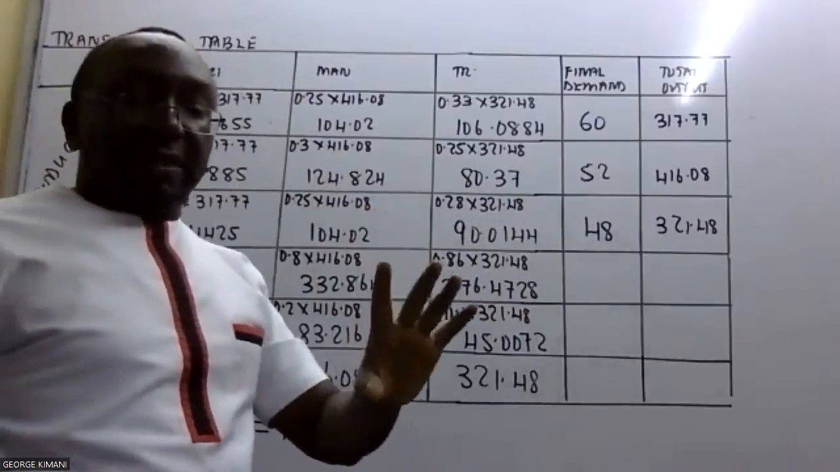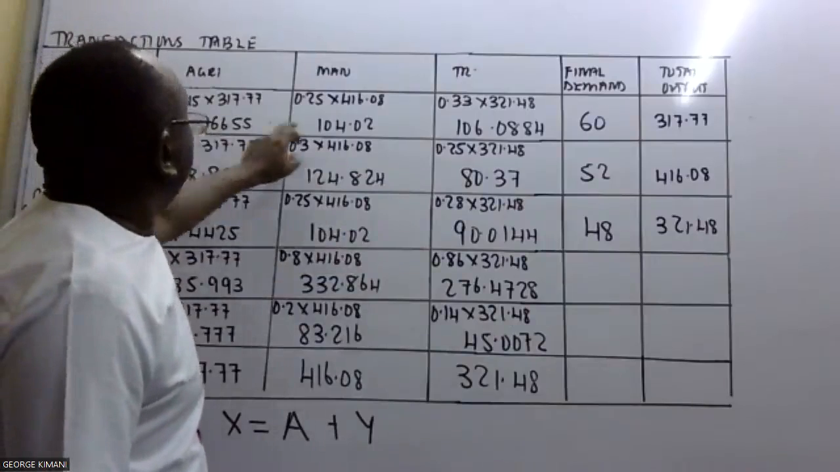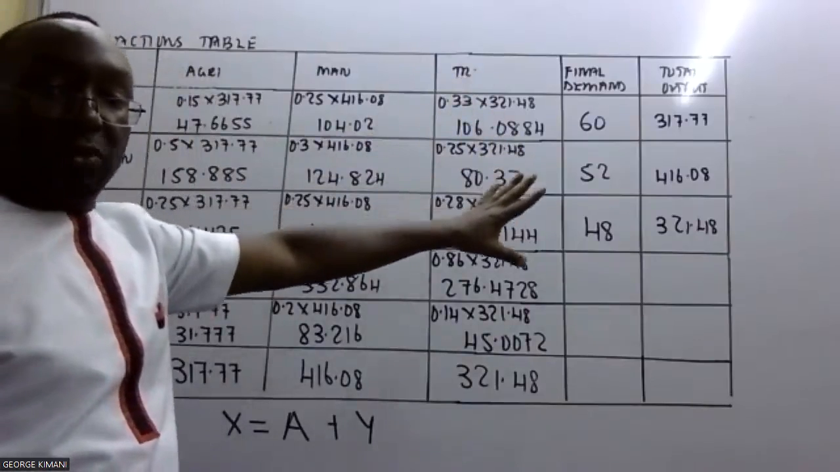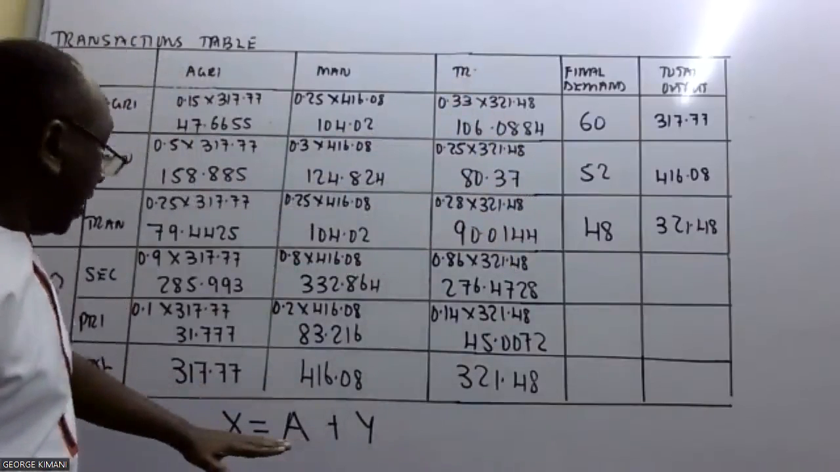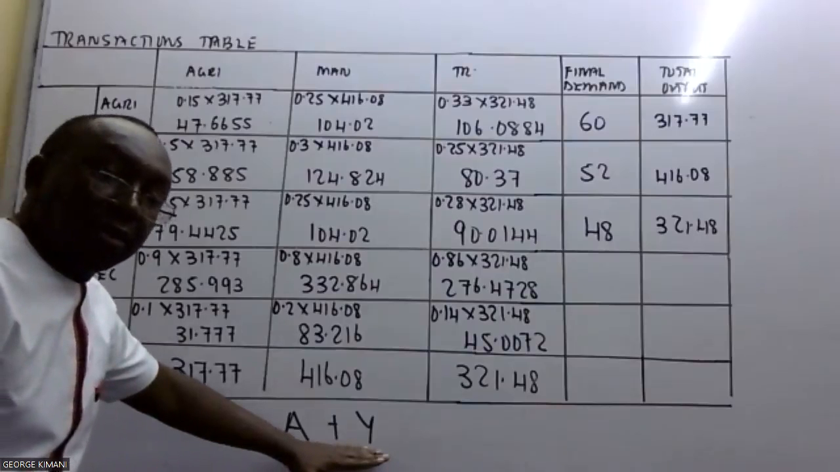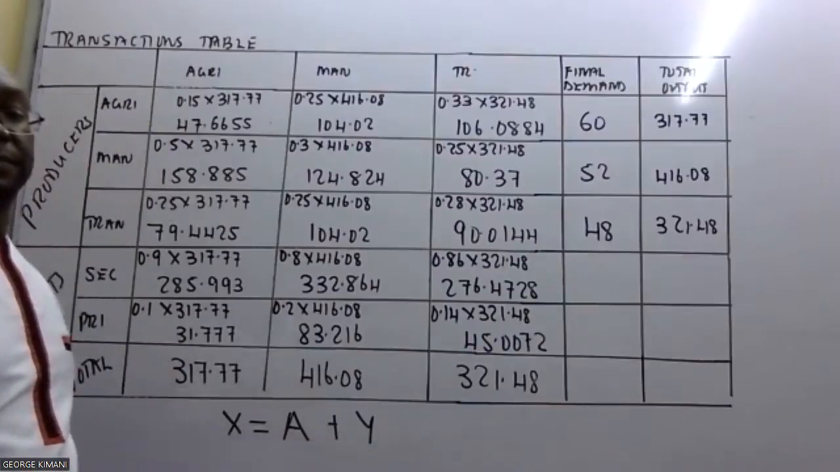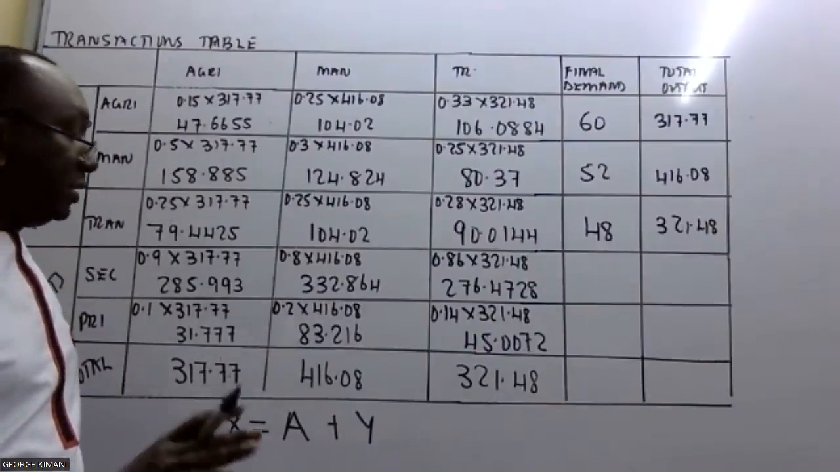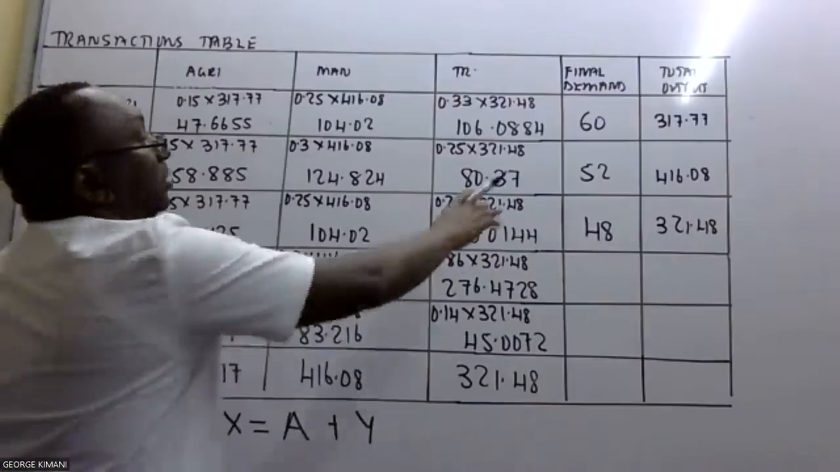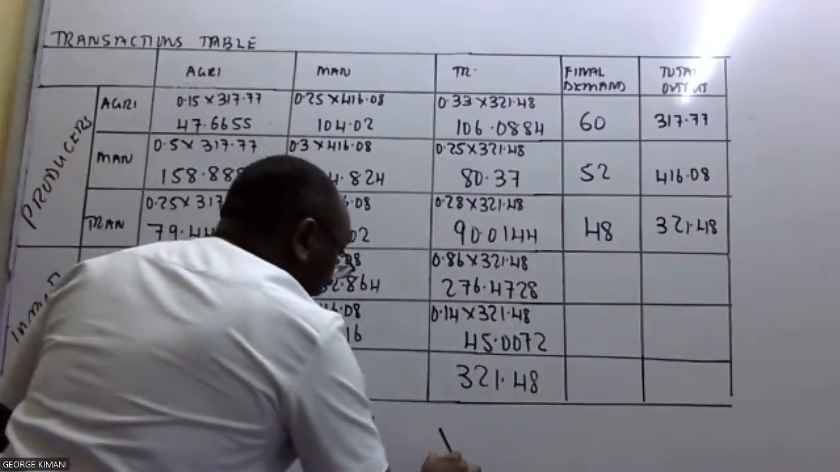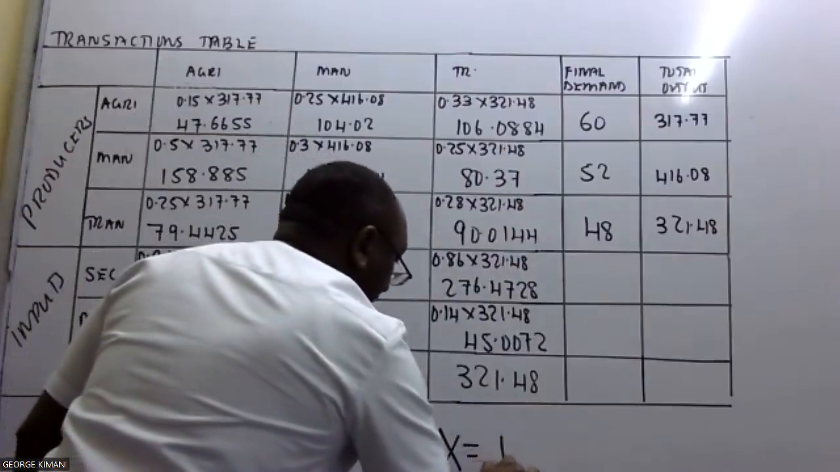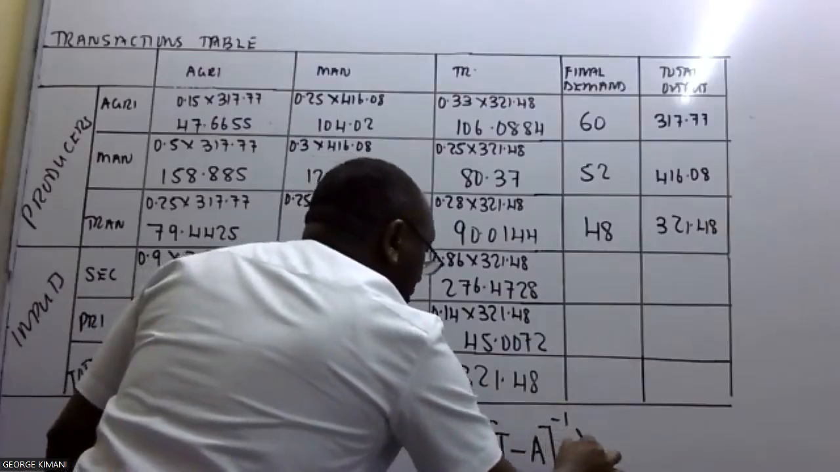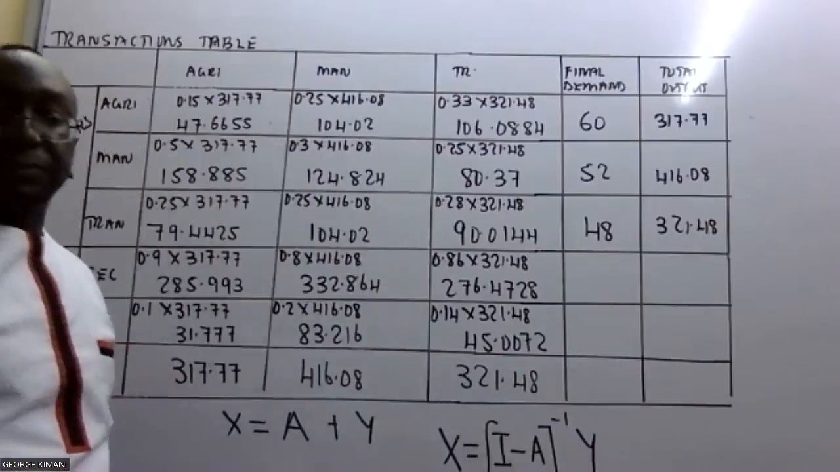Yes, because kuna some examiners watakuletea swali ikiwa in totals. Na mwingine akuletee ikiwa ratios like yenye tumekuwa nayo. Sasa ukiwa na totals tumesema that is the formula, A plus Y. Kama umeanziwa na ratios ama these values have changed, X ndio tukasema it is given as I minus A inverse multiplied by Y.